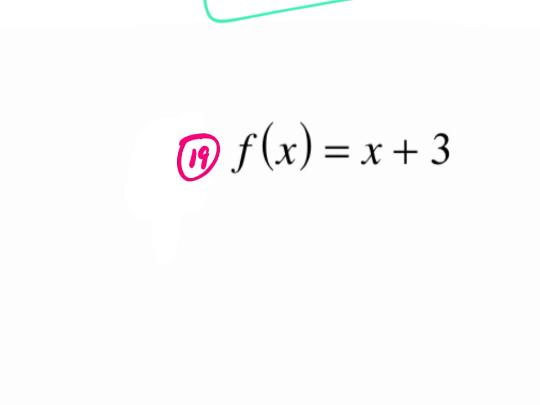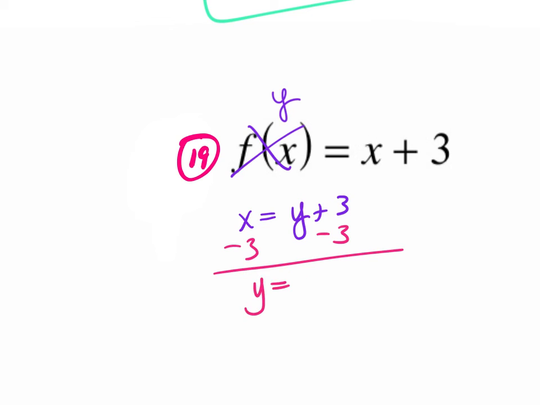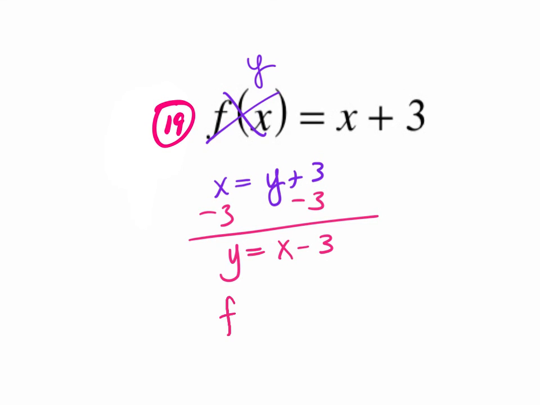Super easy, this one. Change this to a y, so switch your variables. x equals y plus 3. I'm trying to get y by itself. Subtract 3 from both sides. y equals x minus 3. Last step would be to say, whoops, got to have this in inverse function notation. So f negative 1 of x equals x minus 3.